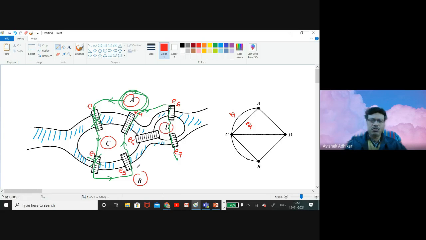Similarly, from C to B, there are two bridges, that is E2 and E3. So I can write E2 and E3. From C to D, there exists exactly one bridge, that is nothing but E5. So this is E5. And from A to D, there exists exactly one bridge, that is nothing but E6. And this is E7.